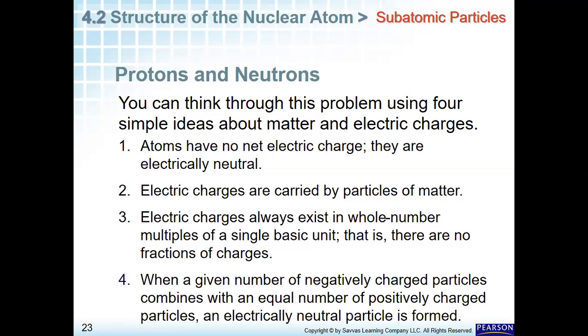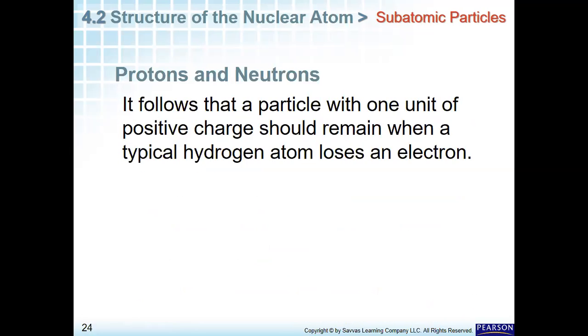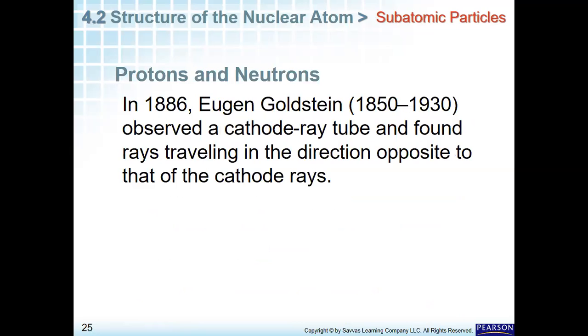So when a given number of negatively charged particles combines with an equal number of positively charged particles, there will be electrical neutralization, because the positive is equal to the negative. So it follows that a particle with 1 unit of positive charge should remain when a typical hydrogen atom loses an electron.